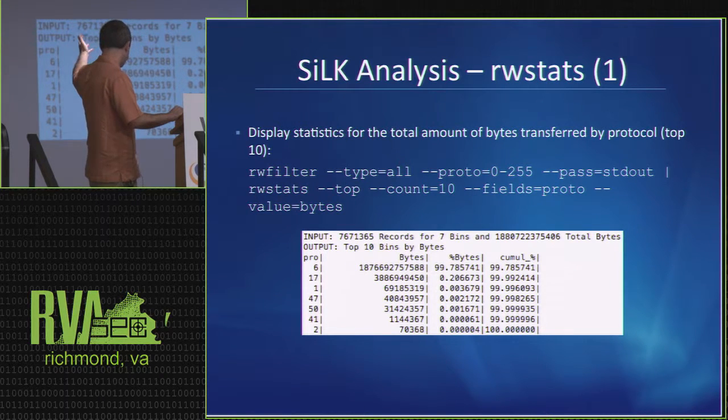Well, you'll notice there's not 10 there. That's because it didn't see 10 protocols in the sample data I gave it. So it's only going to produce whatever I actually gave it. If I'd said dash count equals 100, it would still give you the same results.